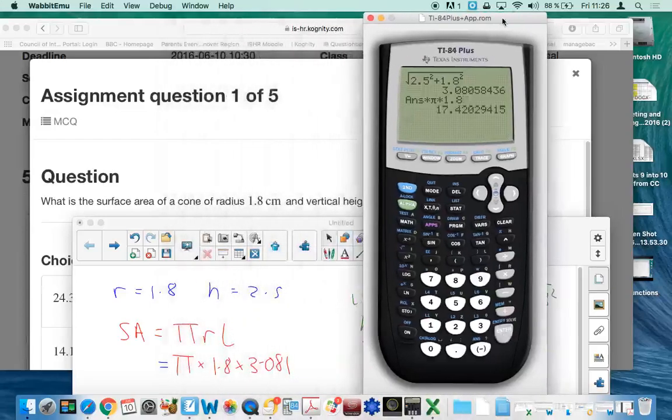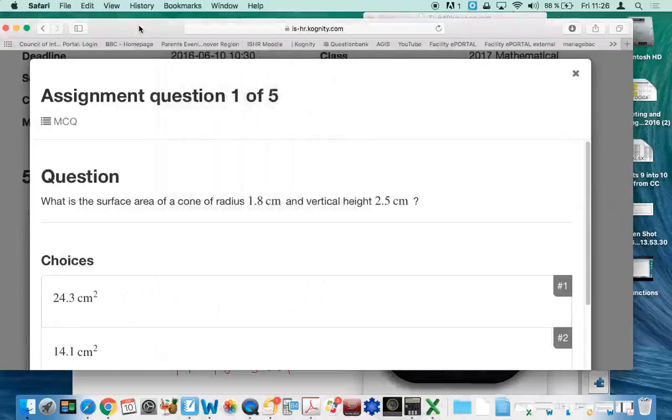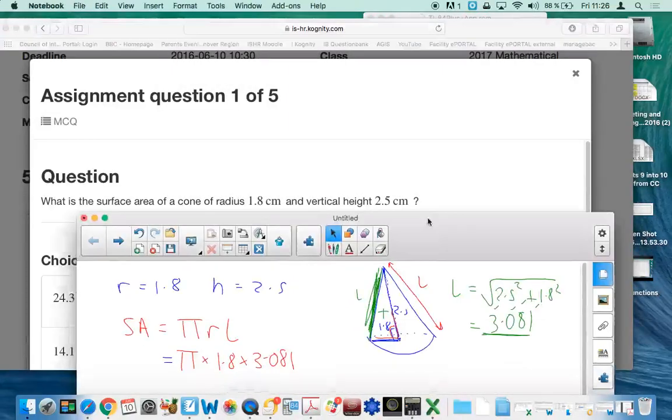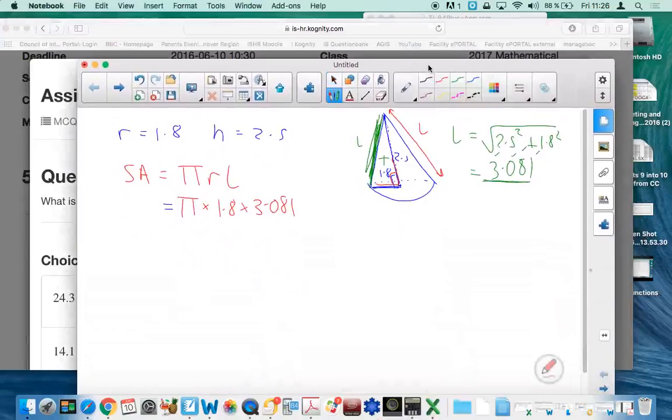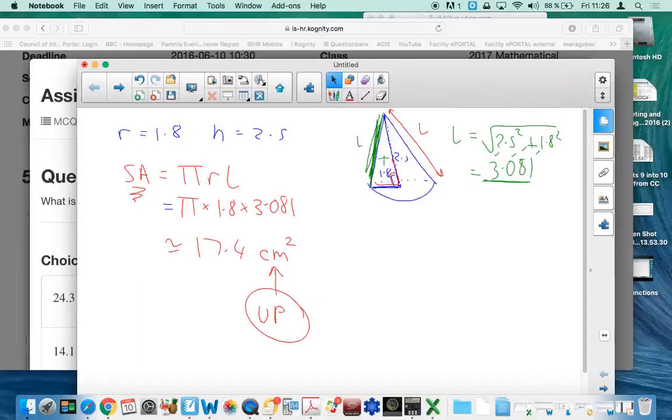Now that means that my answer is 17.4 centimetres squared. Remember, area is always square units and volume is cubic units. That is a classic area for being given a unit penalty, not putting those units in. And that would be your final answer. That's the full answer for that question.